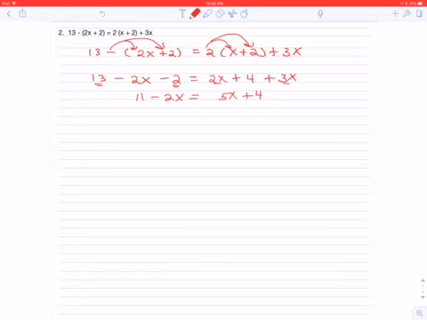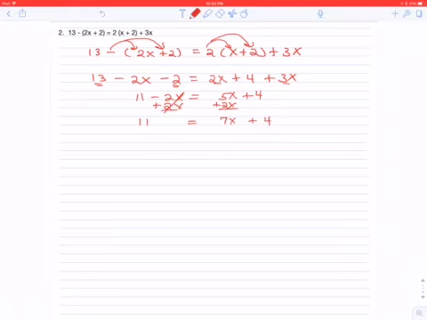So I have x's on two sides of the equation. I need to get rid of the x's on one side. So what I'll do is I'll move the smaller one. This 2x is subtracted from 11. To get rid of it, I'll do the opposite. I'll add it. So I have 11 equals 7x plus 4.